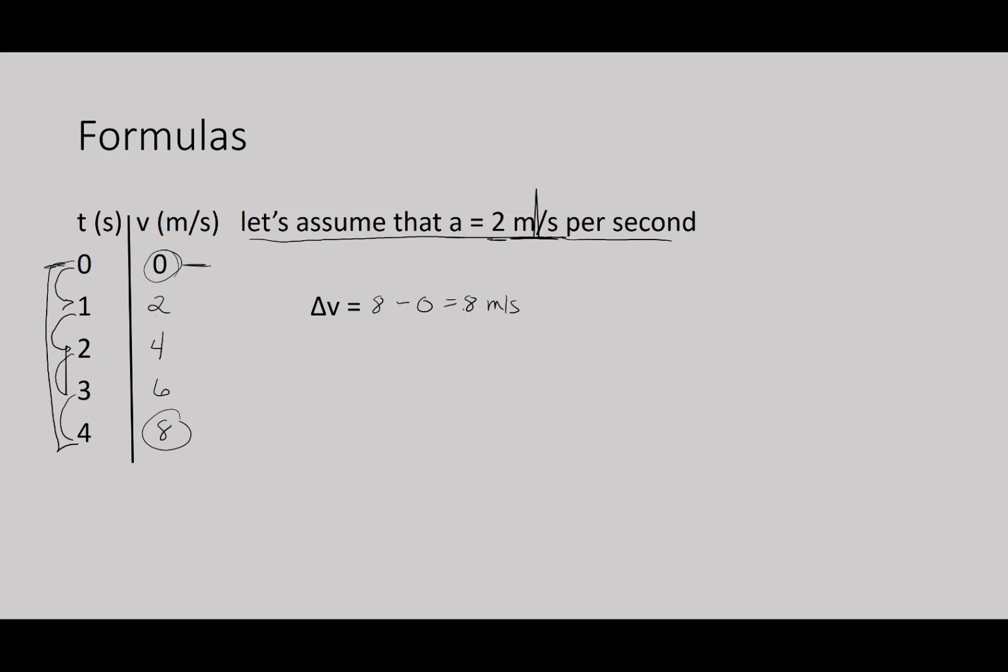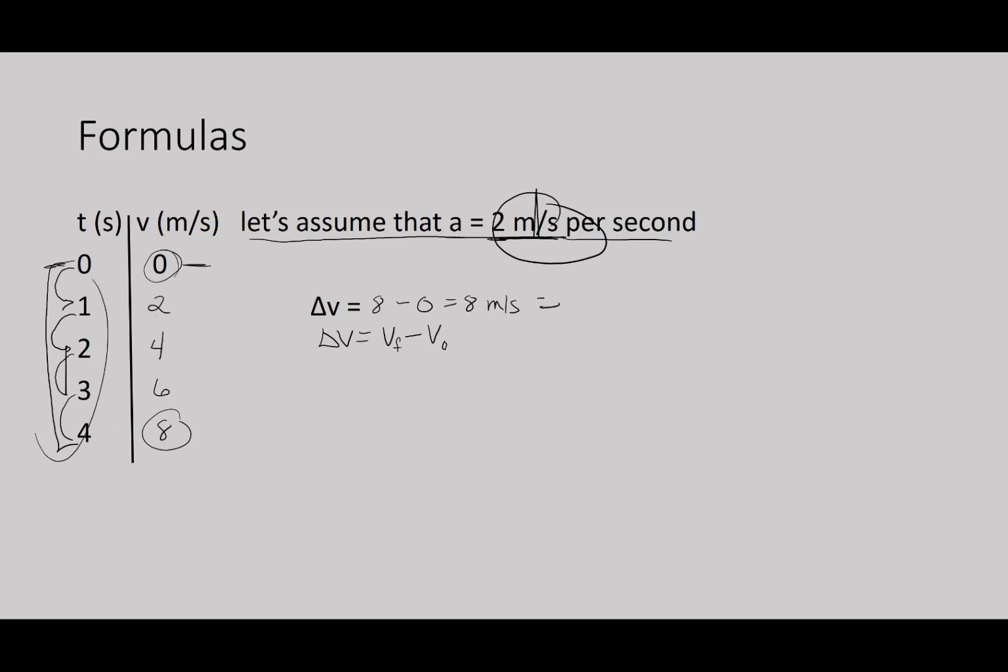Now, this leads us to our first variation of this formula: our change in velocity can be computed by taking our final velocity, V sub f, minus our initial velocity, V sub 0. Okay. Now, we can also find our change in velocity slightly differently. If I know that my acceleration was 2 meters per second every second and my time was 4 seconds, I can come up with that 8 meters per second by taking my acceleration times my time.